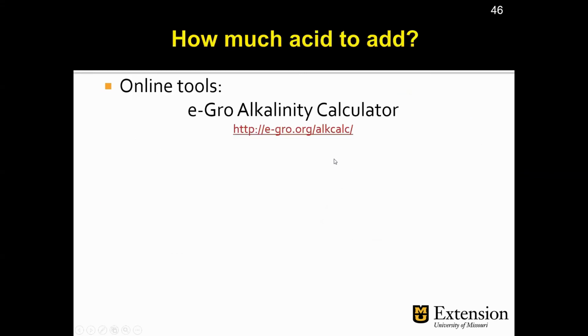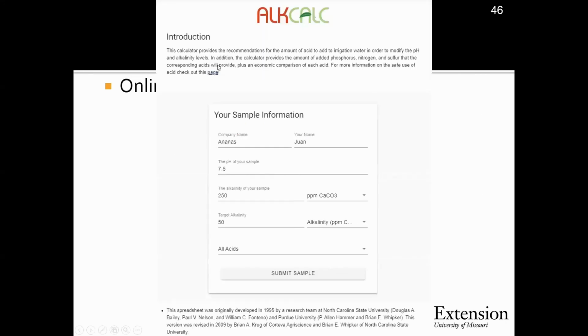So how do you know how much acid to add? That's a question that I get asked most of the time. And I like to use this online calculator. It requires you to have information from the water test. If you click in there, you're going to be greeted by this screen where you have to put the pH of your sample and the alkalinity of your sample, and just make sure to select what the lab report shows you.